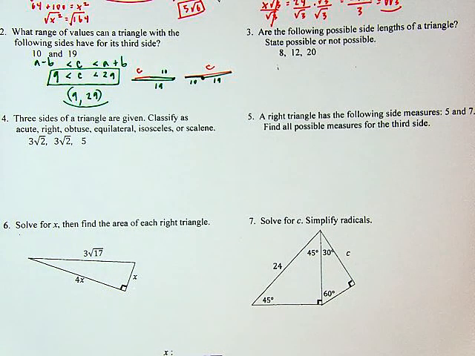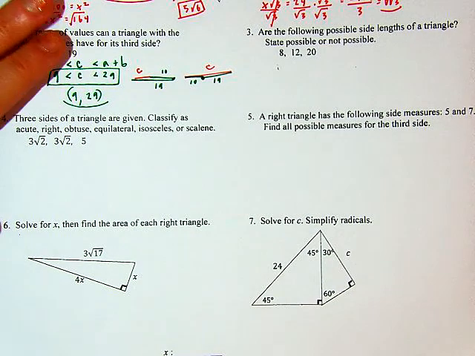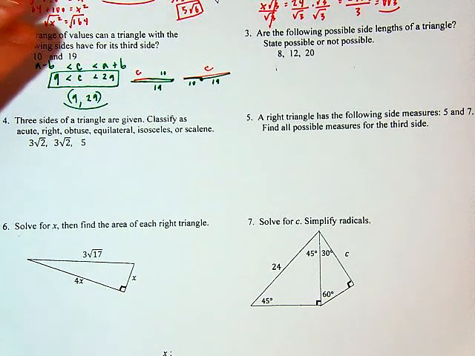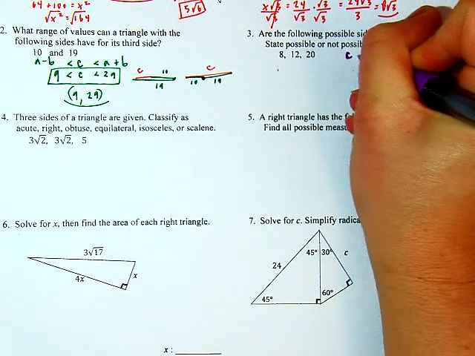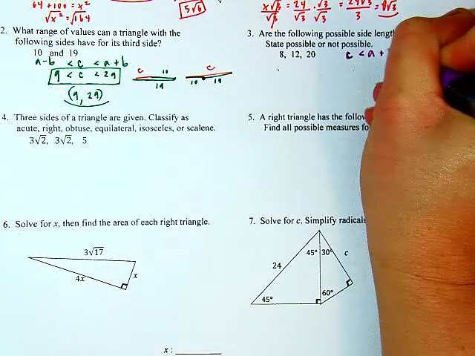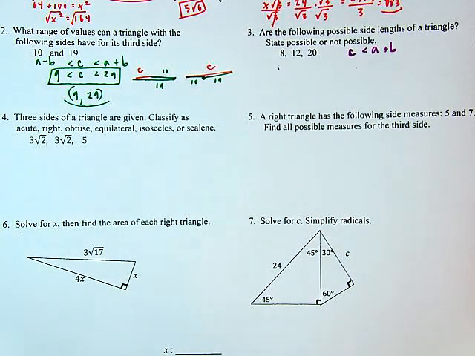All right, next for 3 are the following possible side lengths of a triangle. State possible or not possible. So we're really taking this part of the triangle inequality theorem. We're saying, is that third side, the biggest side, is it less than the sum of the 2 other sides?